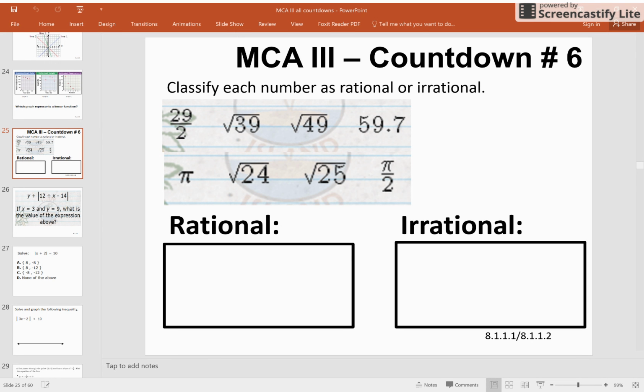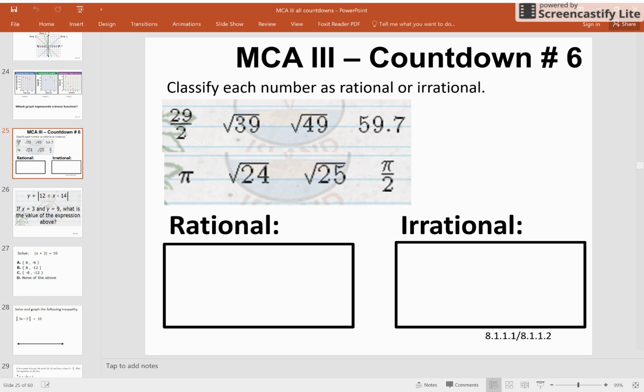MCA Countdown number 6. All right, back to the same question we had from before, classifying each number as rational or irrational. Just remember two things. Irrational is pi and also square roots of non-perfect numbers, non-perfect square roots. So going through here, 29 over 2, rational.